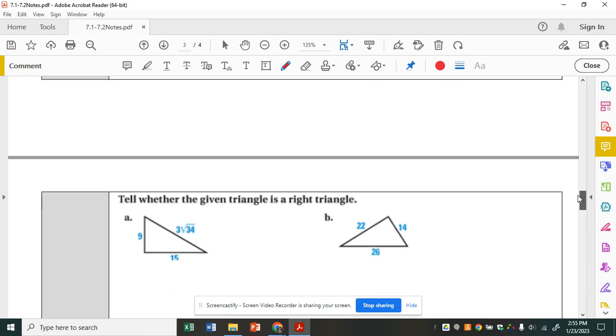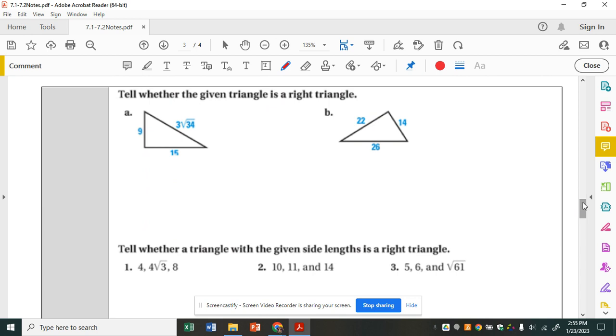So let's see that in action. If I look on the examples of the next page, first off, I'm going to do B first, and then I'll go back to A. Okay? On B, I have side lengths 22, 14, and 26. Remember that your hypotenuse should always be the longest side. So although the right angle is not written, you know which side is your hypotenuse because it's going to be the longest side. So I would treat 26 as my hypotenuse.